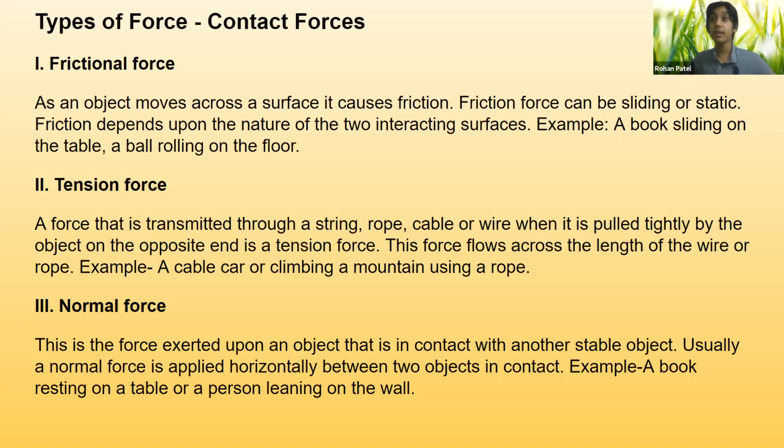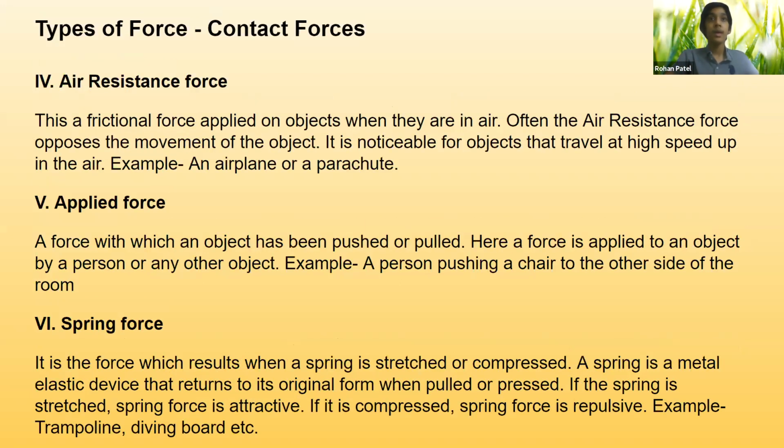Normal force: just leaning on a wall, or sitting on a chair and pushing on the back of the chair using your back, is normal force. Air resistance force: this frictional force applies on objects when they are in the air. Often, the air resistance force opposes the movement of the object. It is noticeable for objects that travel at high speeds up in the air, for example, an airplane or a parachute.